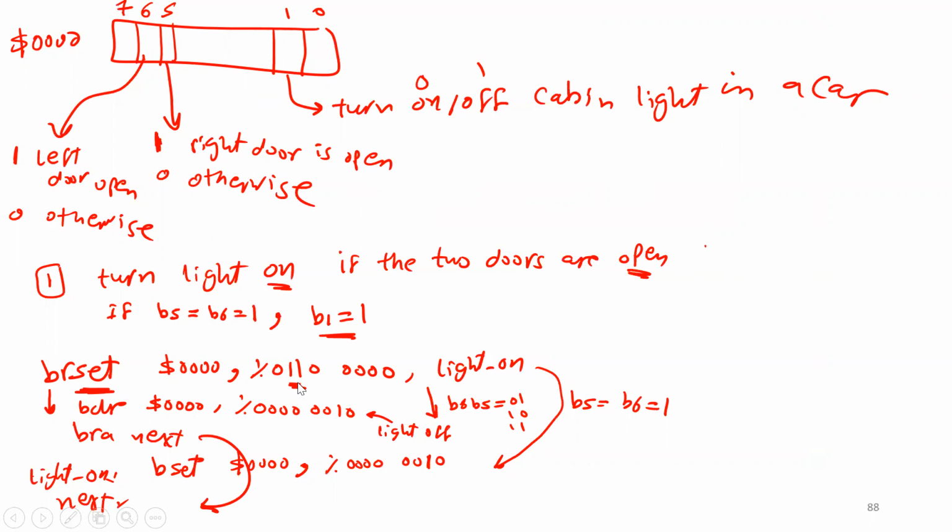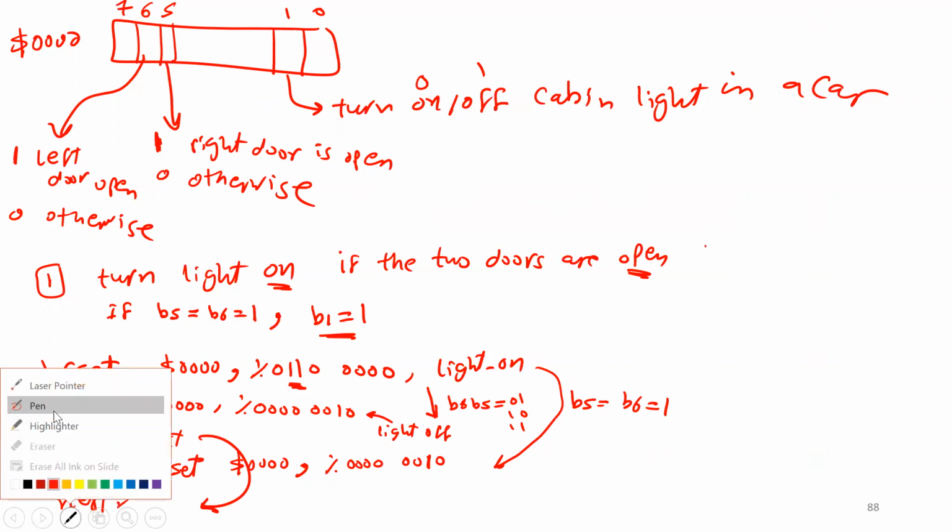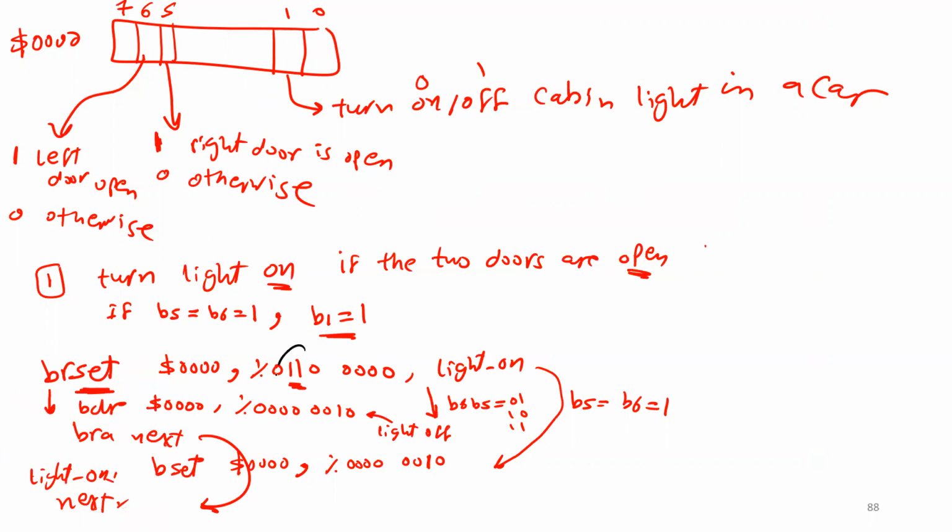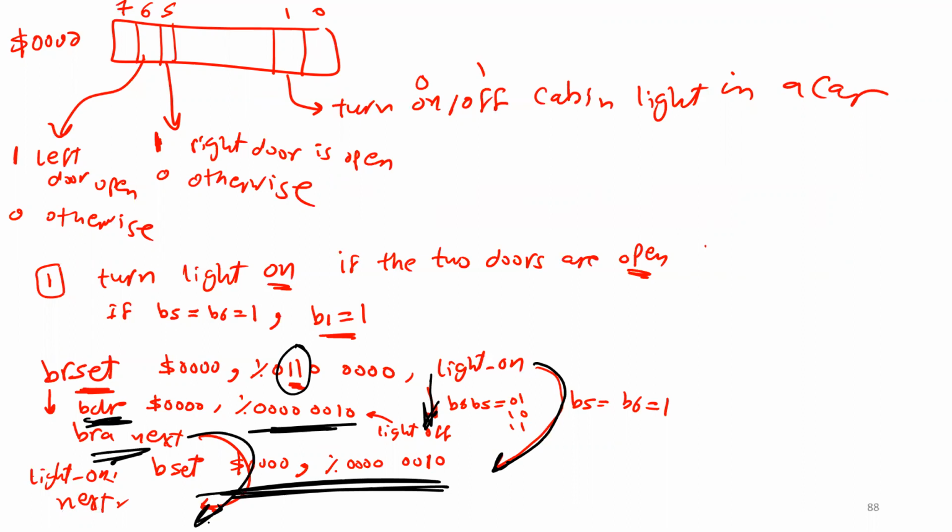That means if these 2 bits are 1s, the 2 doors are open, so I have to come to here to turn the light on. And this is how I can turn the light on: I'm going to use bit set to put 1 in this bit. Otherwise, I'm going to come this way. Otherwise, it means the 2 doors are closed, or 1 door is open and the other one is closed. In any of these cases, I'm going to come here. Now I'm going to turn the light off using bit clear, so I'm going to put 0 to turn the light off. And then I'm going to write 1 instruction to skip this part to come to here.